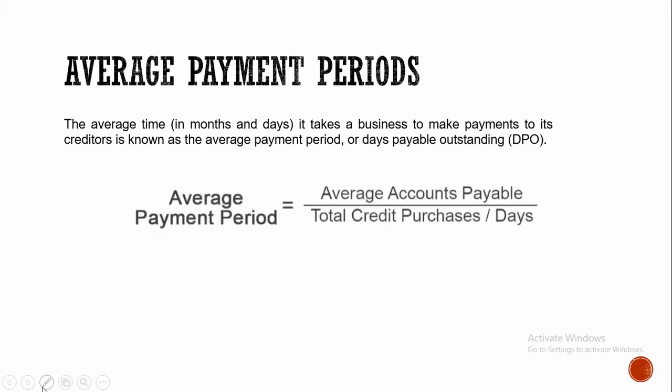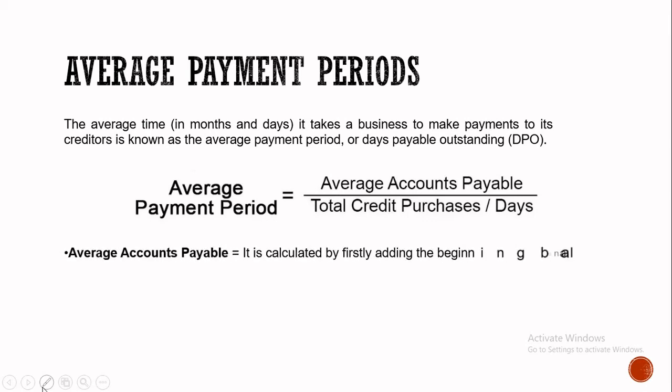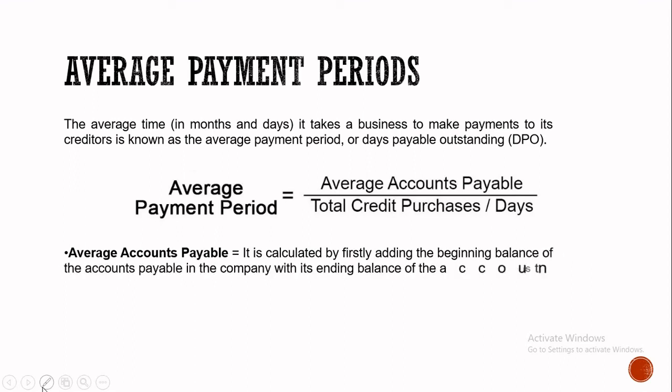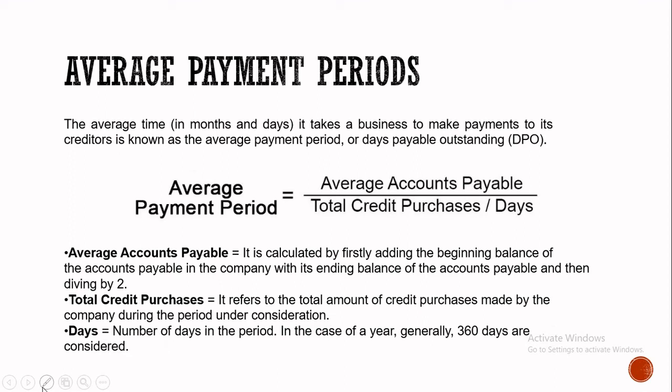Let's see the formula. Average payment period is equal to average accounts payable divided by total credit purchases, multiplied by number of days. Average accounts payable is equal to the beginning balance of accounts payable plus the ending balance of accounts payable, divided by 2. Total credit purchases refers to the total amount of credit purchases made by the company during the period under consideration. Days is the number of days in the period. In the case of a year, generally 360 days are considered.